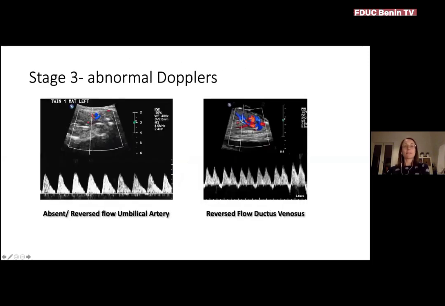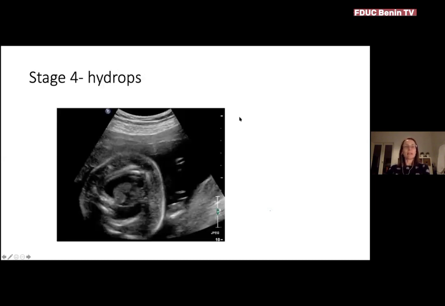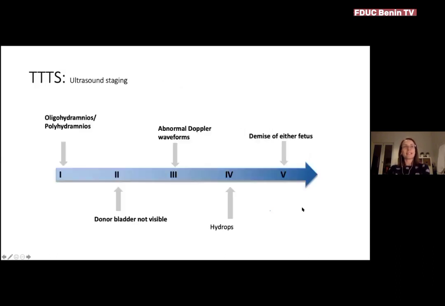Stage 3 is abnormal Doppler studies, and specifically it has to be absent or reversed flow in the umbilical artery or reversed flow in the ductus venosus in either twin. But most commonly you would see the umbilical artery abnormalities in the donor twin and the ductus venosus abnormalities in the recipient twin. Stage 4 is hydrops, which just looks like hydrops of any other cause. And stage 5 is demise of either fetus, which obviously we're trying to detect and manage this condition before it gets to that stage.